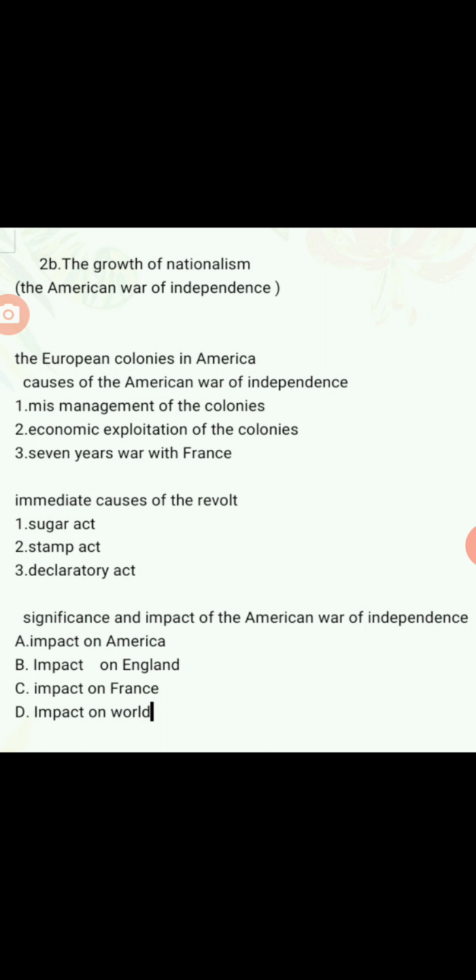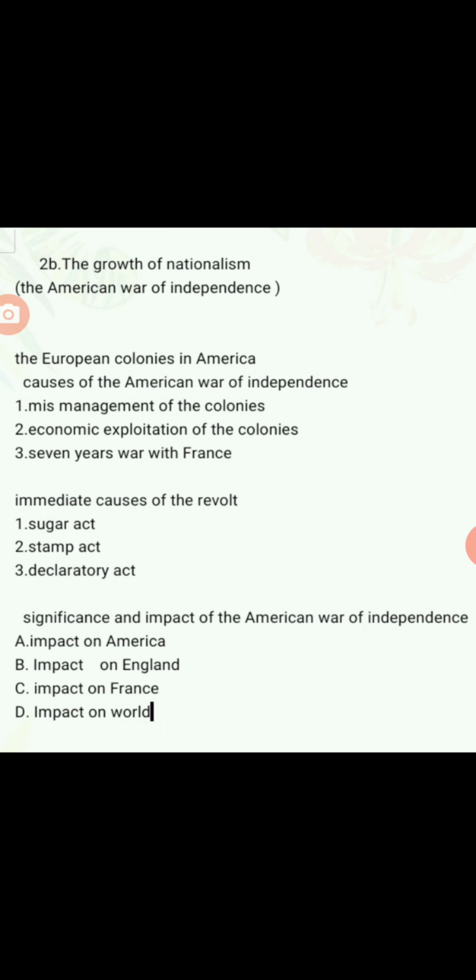Now we have to see the causes of the American War of Independence. First cause is the mismanagement of the colonies. Most of the people settled in the colonies were from England, and that was their wish. They wanted the freedom that Englishmen were enjoying in England. But they felt the governors appointed by Britain were not paying attention to the freedom of Americans. That's why they became disappointed, and they started to act against the interests of the British government.